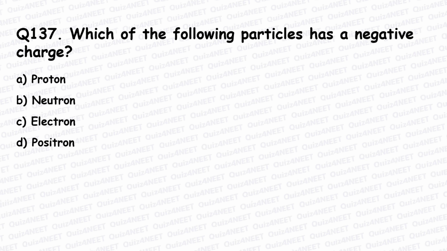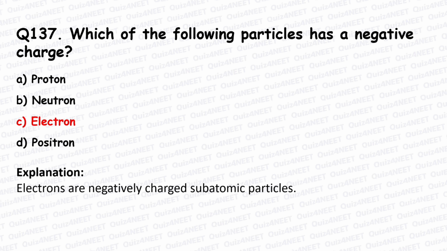Q137. Which of the following particles has a negative charge? A. Proton, B. Neutron, C. Electron, D. Positron. Answer C. Explanation: electrons are negatively charged subatomic particles.